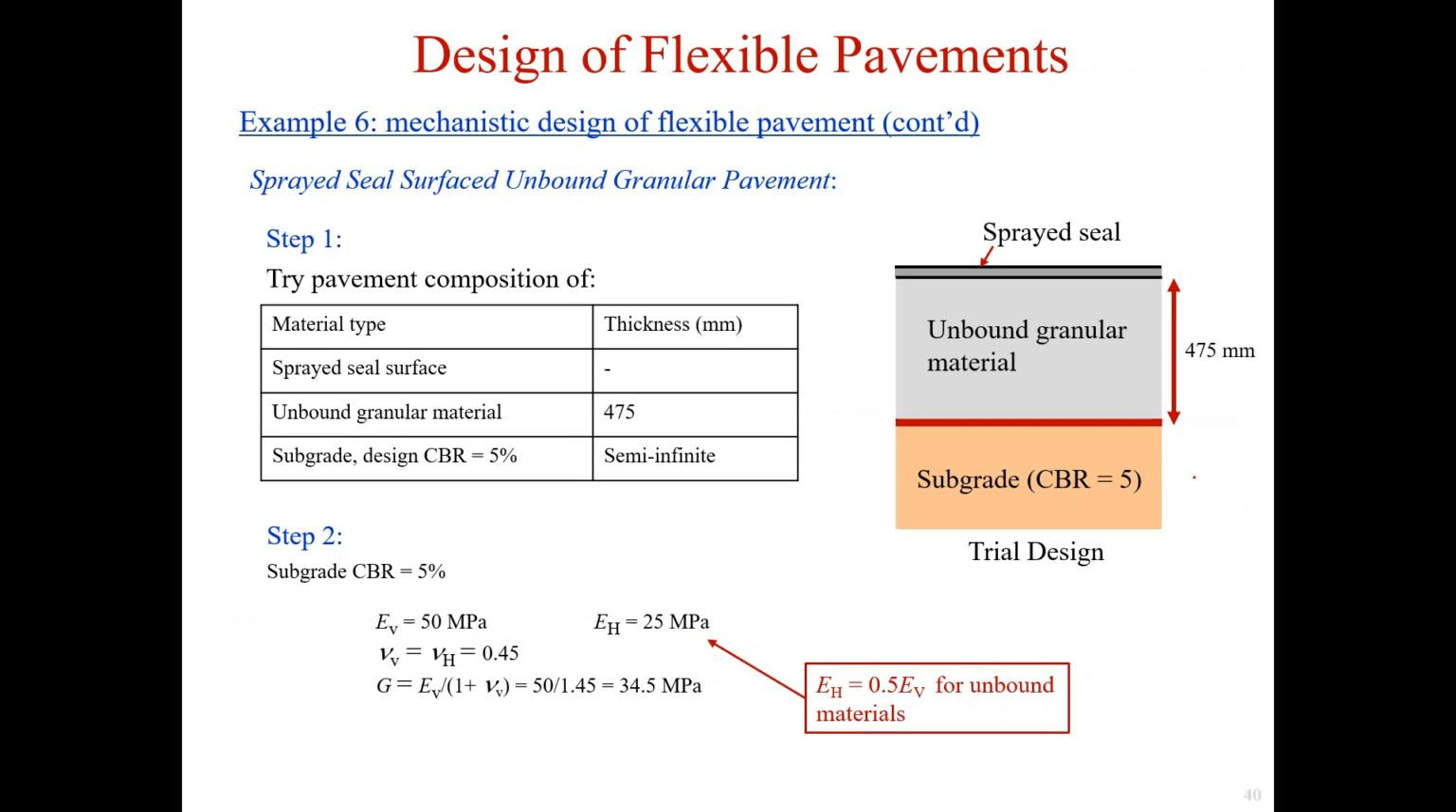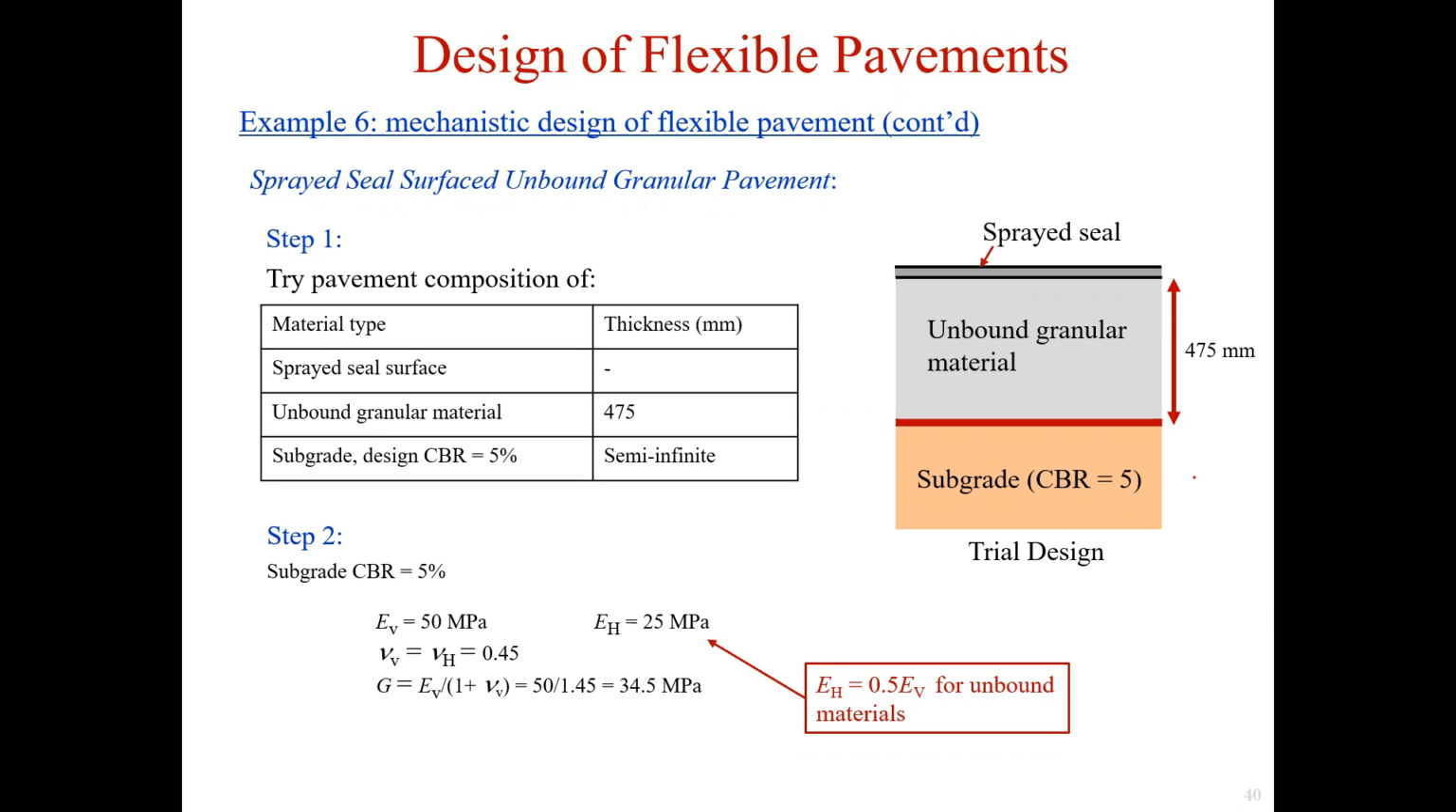Let's look at case 1, the spray seal surface unbound granular pavement. Such pavement is composed of a spray seal layer, an unbound granular layer, and a subgrade. Spray sealing is achieved by spraying a thin film of bituminous binder onto a road surface and then covering it with a layer of aggregate.